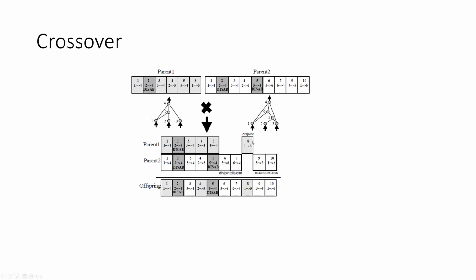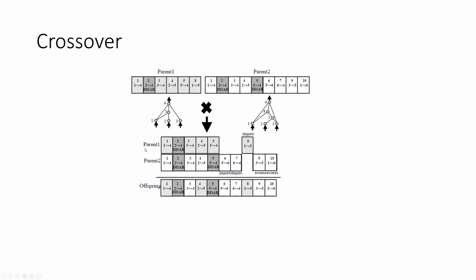And excess genes are those genes that are at the end, and disjoint genes are those that do not have a matching counterpart in the other parent, but are not at the end. And the reason for that is, if we say parent 1 is fitter than parent 2, we are going to ignore the excess genes of parent 2.